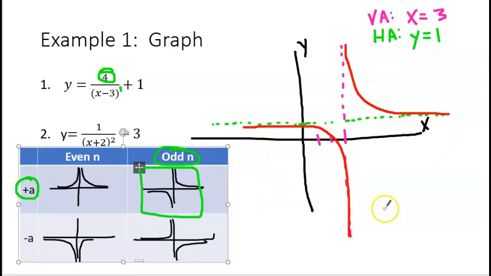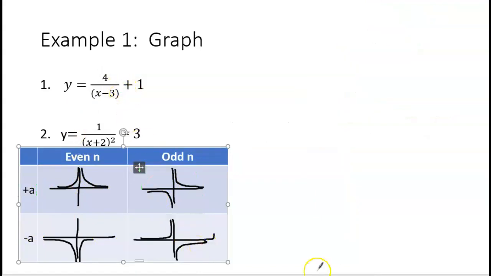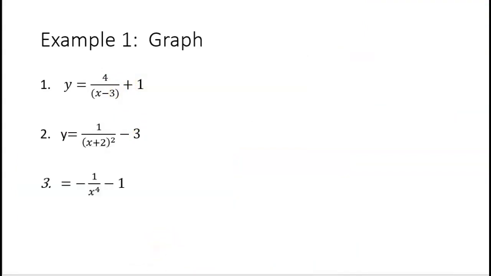That's it. That's the end of number 1. So step 1 is to identify your vertical asymptote. It's the number next to the x. Step 2 is to identify your horizontal asymptote. It's the number that's out here. Step 3 is to pick the correct shape based on whether your fraction is positive or negative and whether the exponent on the bottom is even or odd. So let's go ahead and take a look at the next one.